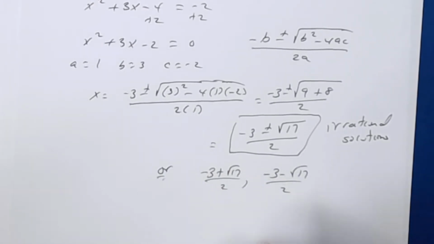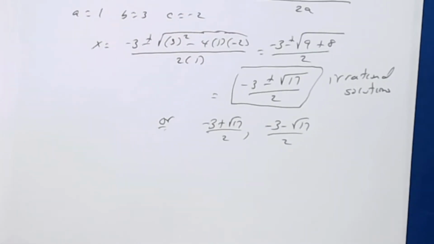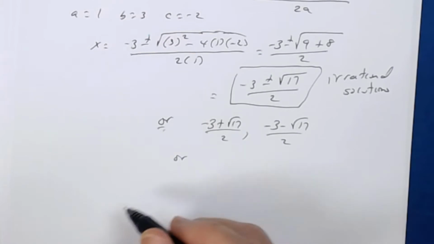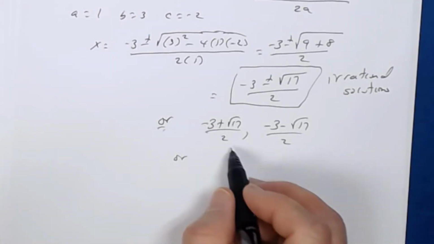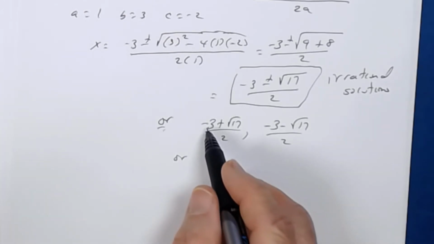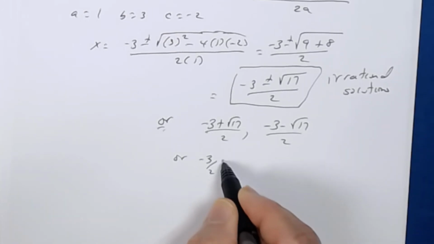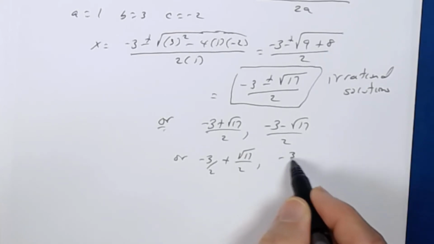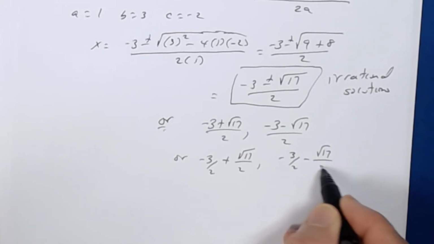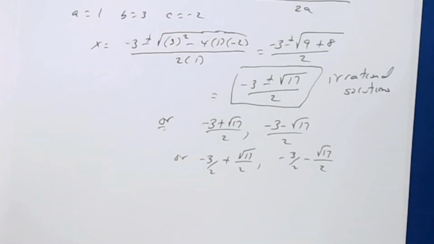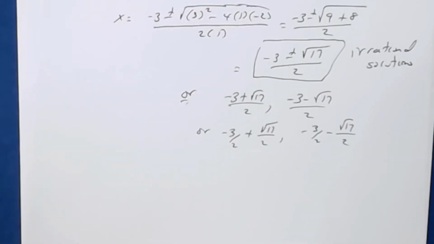Okay, so just another way of writing this. All right. Now also keep in mind, when we've talked about this in another part of our lessons, you could write this as two separate fractions. In other words, you could say negative 3 halves plus square root of 17 over 2, negative 3 halves minus square root of 17 over 2, right? So this divided by 2, this divided by 2.